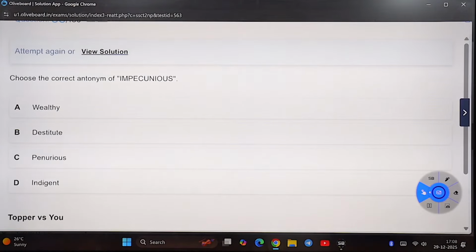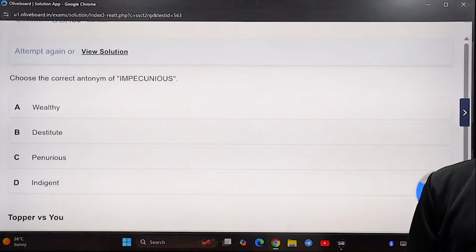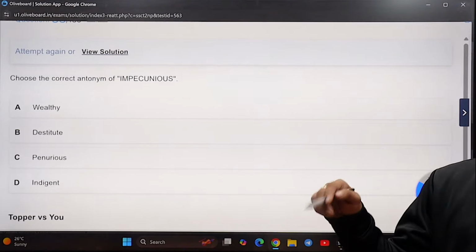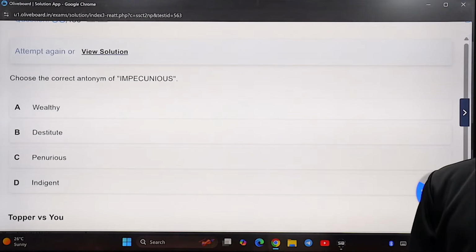Impecunious. It doesn't have C, it has S. Perfect.